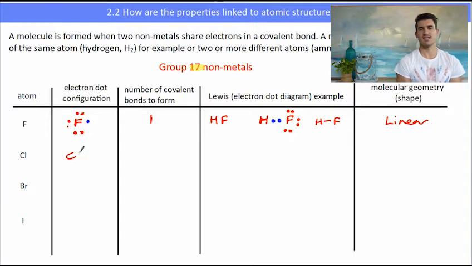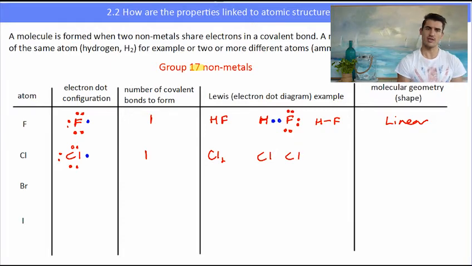Chlorine, being in group 17, is going to do a very similar thing. It's got 7 electrons in the outer shell, it wants to share 1 electron, so that means it will have a linear shape as well, and an example might be chlorine gas, Cl2.